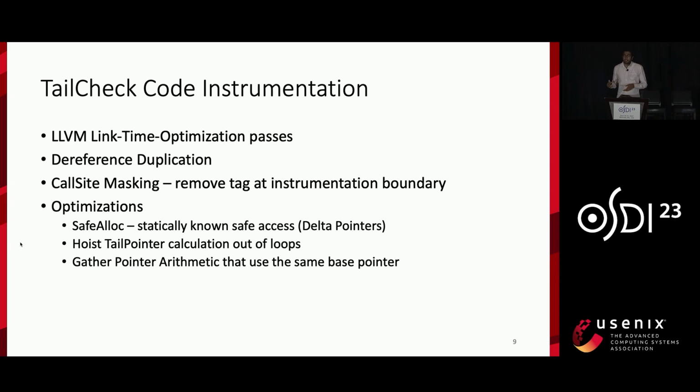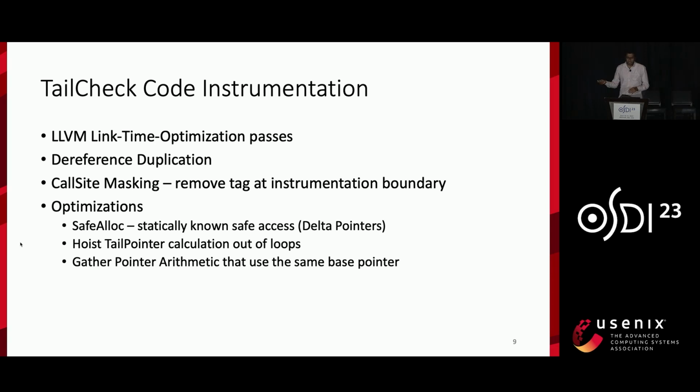So there are several passes here. Firstly, we have to duplicate the memory dereference. That simply goes over all the list of dereferences, and then we can perform those operations that I just mentioned. And then we also have to do call site masking, where at any call site, if the pointer is going out of the boundaries of the particular program, we have to remove the tags.